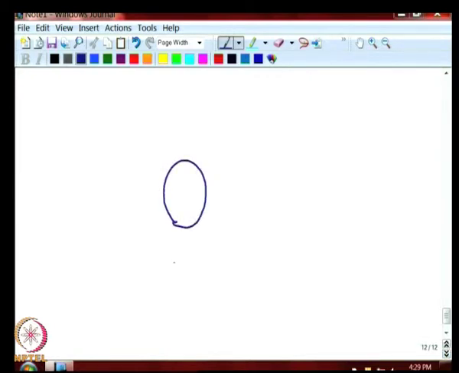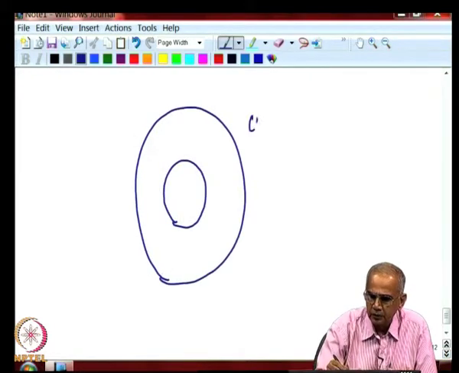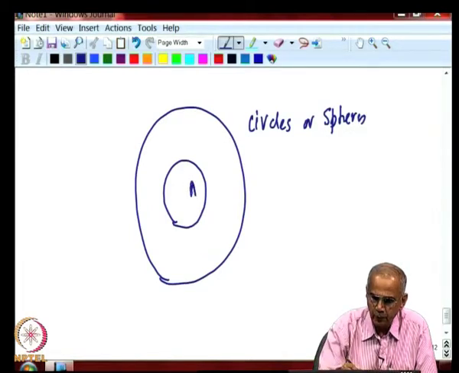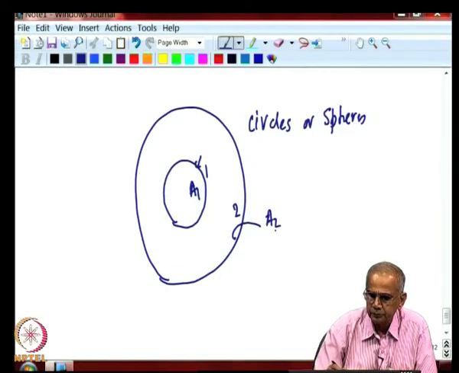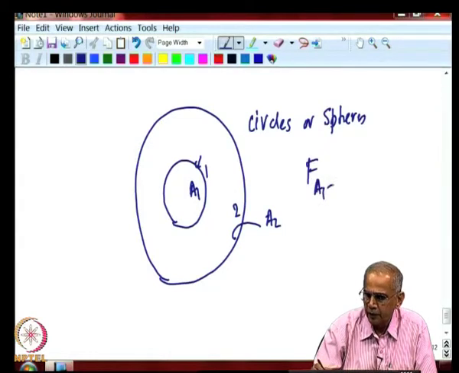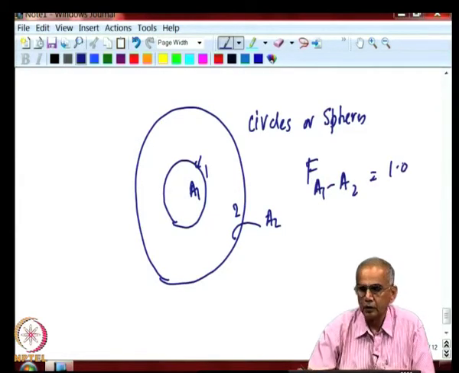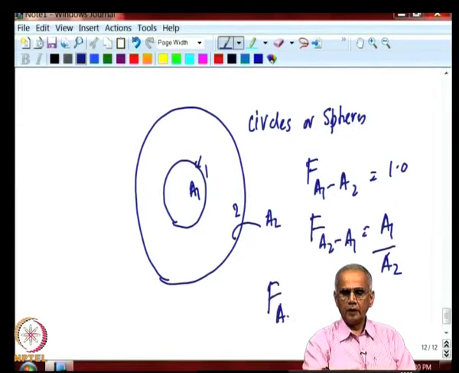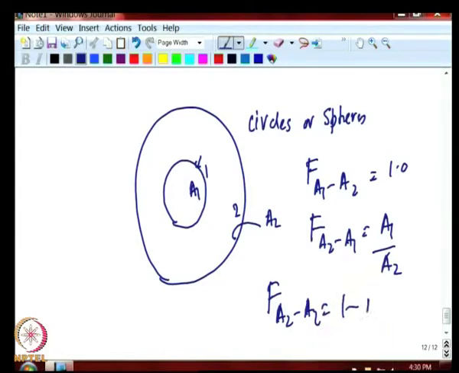Suppose there are two concentric circles or spheres. This is surface 1 with area A1 and surface 2 with area A2. Straight away see that F A1 to A2 is equal to 1, because 1 cannot see any other surface, and from reciprocity F A2 to A1 is equal to A1 by A2, and therefore, F A2 to A2 is 1 minus A1 by A2.